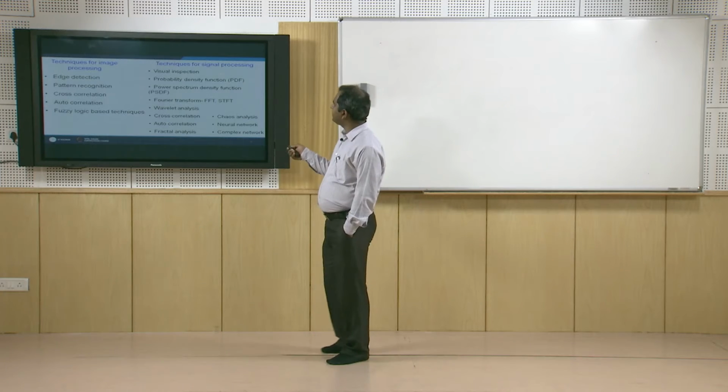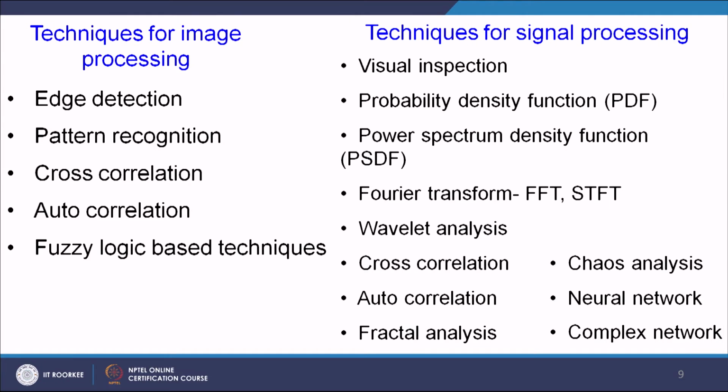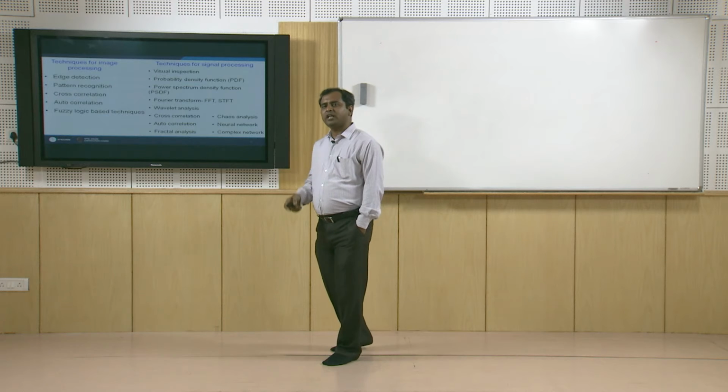Now, for electrical signal analysis, the first one obviously is to look at the raw signal, which is called visual inspection. From visual inspection you can find out whether you are getting some features or not. Quickly, next we can go for the probability density function for the signal. I will be showing you some signals over here with the probability density function. You can go for the power spectrum density function, PSDF. PSDF is once again a mathematical tool using which you can analyze time data. You can go for fast Fourier transformation, FFT, or STFT. We can go for wavelet analysis also. I will be showing you what wavelet analysis is. And some typical signal analysis processes like cross correlation, auto correlation, fractal analysis, chaotic analysis, neural network and complex network. Some of these I will be telling you in the next lecture.